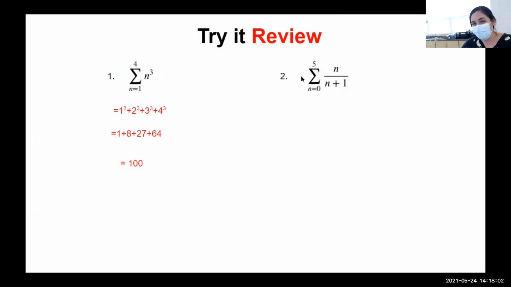And then for the second question, from 0 to 5, so that's 6 total numbers, right? So 0 plus 1/2 plus 2/3 plus 3/4 plus 4/5 plus 5/6. So it's 3.55, which if you do the fraction, it's 71/20, right?